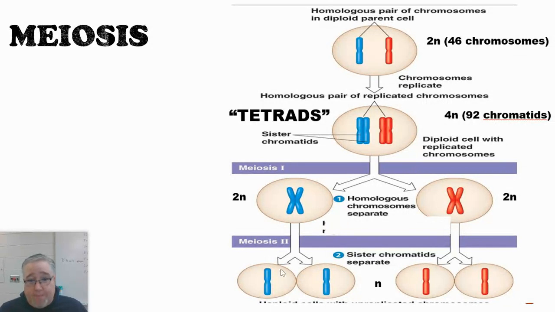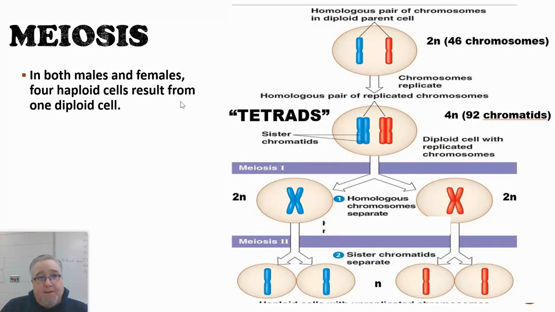So we end up getting 4 cells, and each of them has one number 7 chromosome, or number 22, or number 23, or whatever it is. Again, in both males and females, 4 haploid cells result from one diploid cell. So know what we start with, know what we end with, and how we get there.